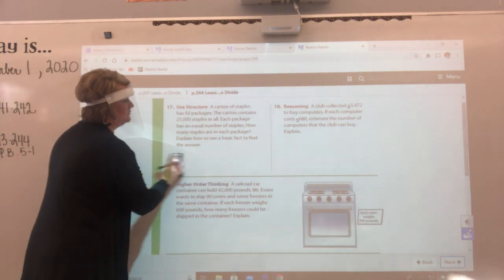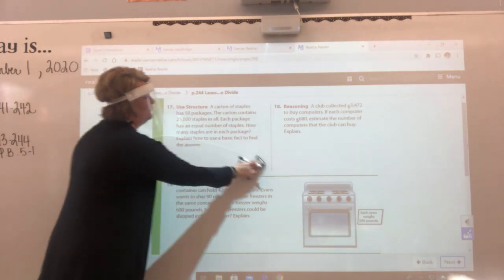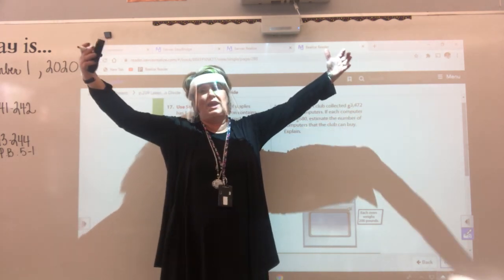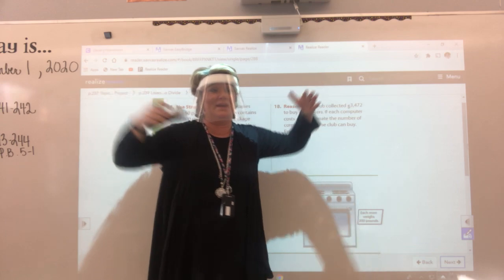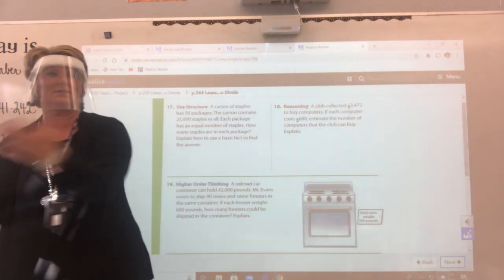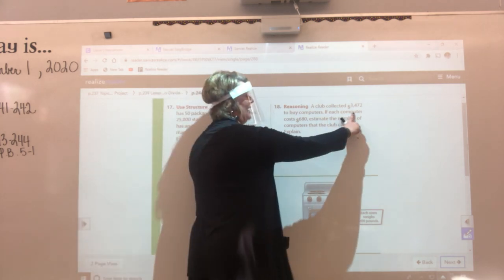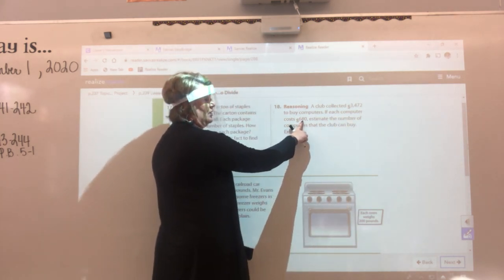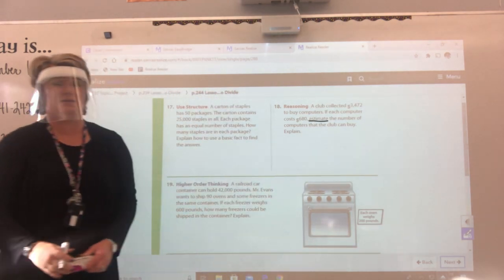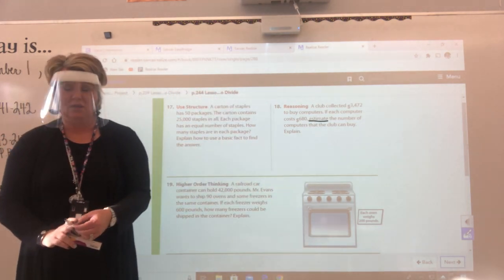My club collected $3,472 to buy computers. Look, I've got all this money. And what am I going to do? I'm going to put some money in this computer, some in this computer, some to buy this computer. It's classic division. If each computer costs $680, estimate the number of computers that the club can buy. That's the first thing we have to do, is estimate.